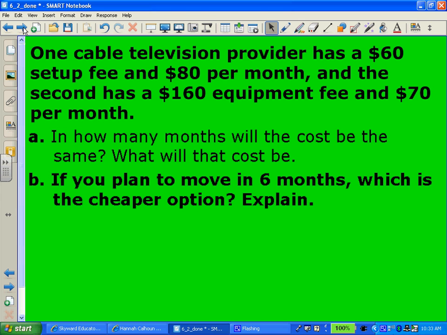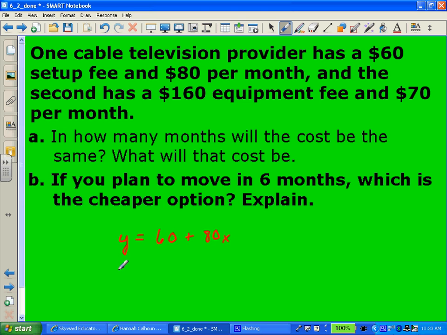Okay? Now, the next thing we have to talk about is our favorite story problems. So here, once again, we're going to be looking at the story problem to write two equations, and then we're going to solve those using substitution. So one cable television provider has a $60 setup fee and $80 per month. So the cost for that one would be the $60 setup fee plus $80 per month.